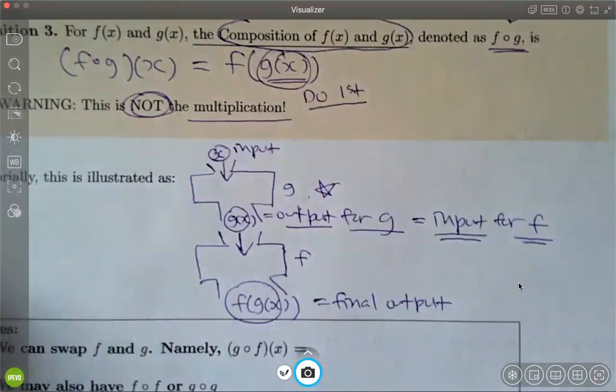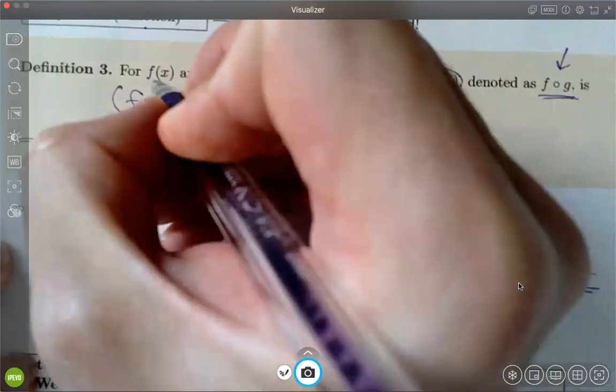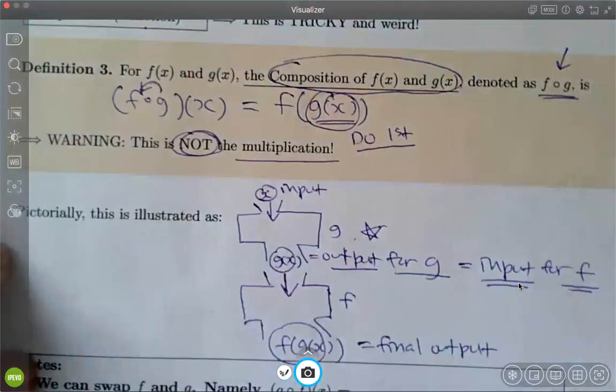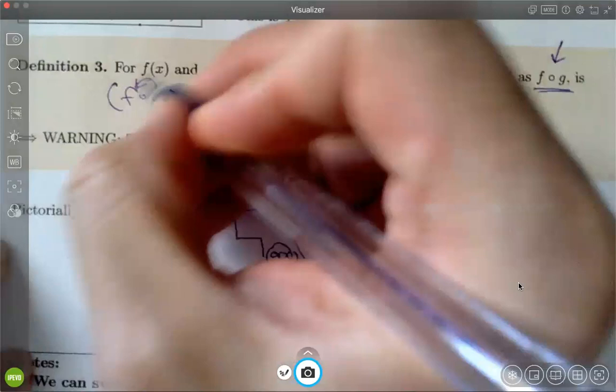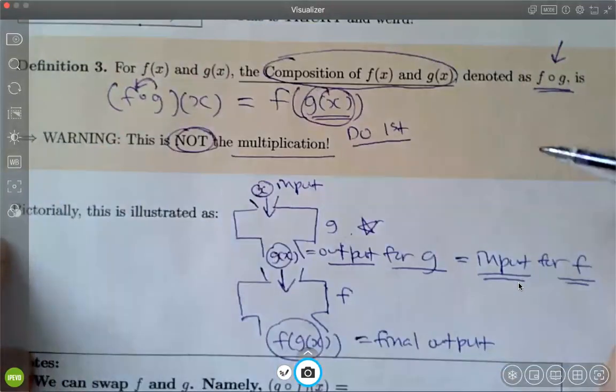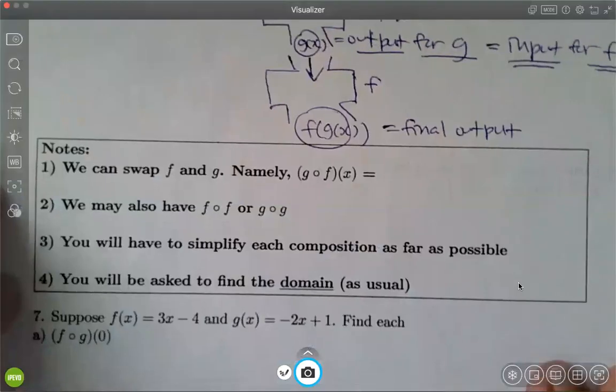So frequently, what I will draw is something like this, and hopefully you can see why. Because you plug in the second function into the first one, not from first to second. So be a little bit careful here. The order is backward.